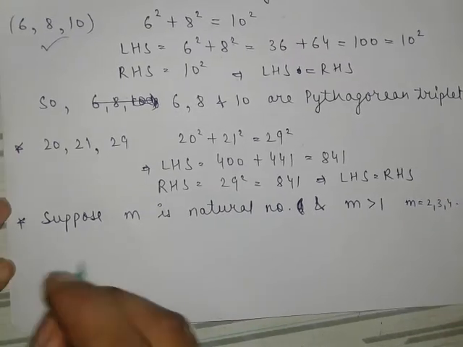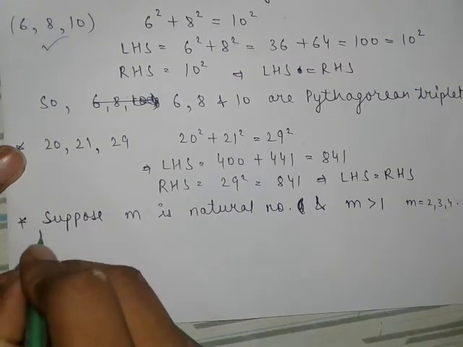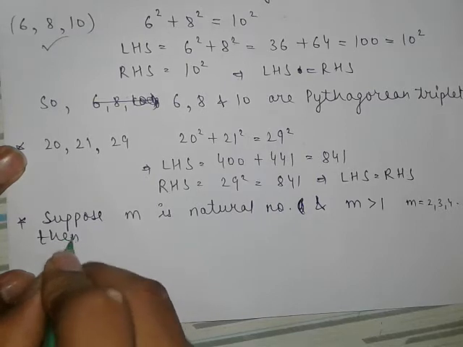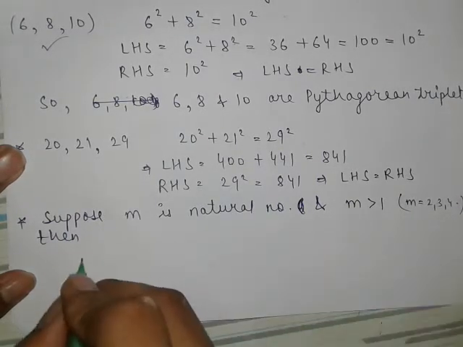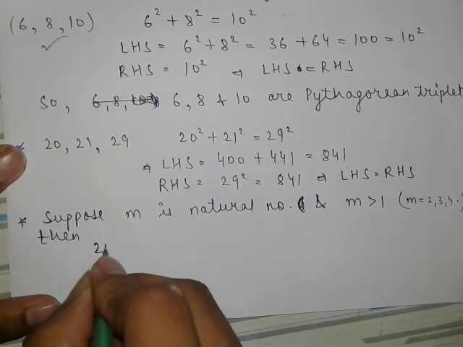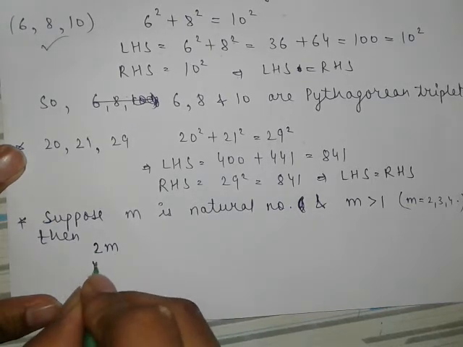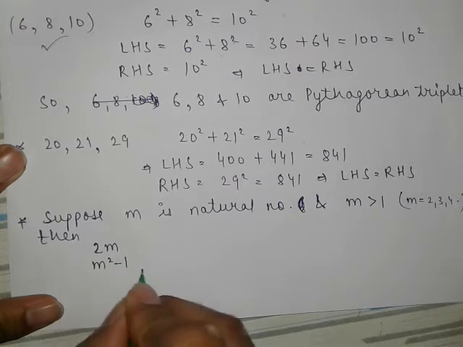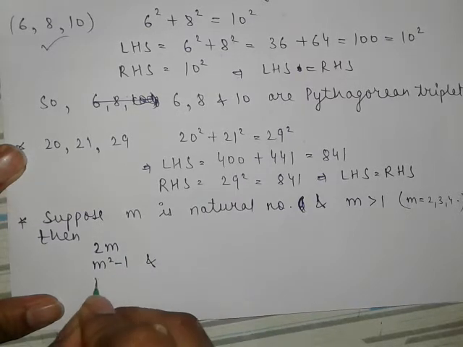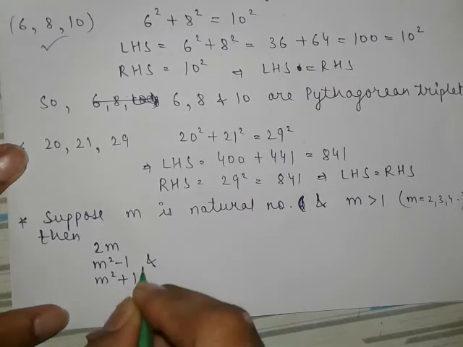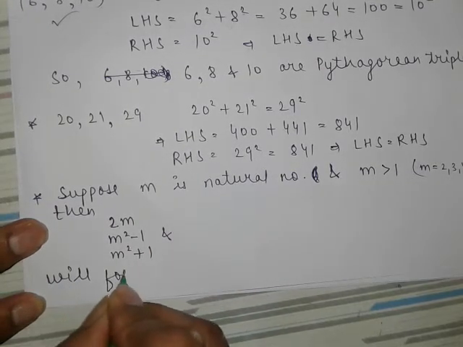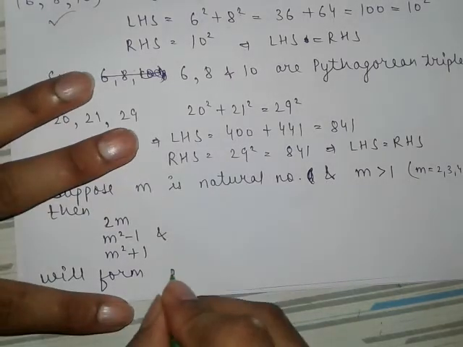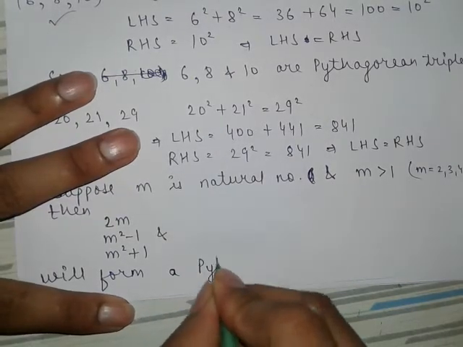Now, suppose m is a natural number and m is greater than 1, then 2m, m square minus 1 and m square plus 1 will form a Pythagorean triplet.